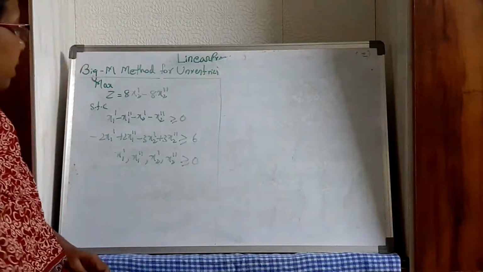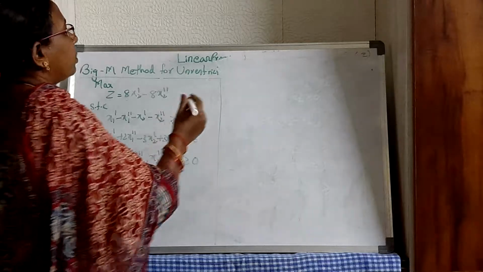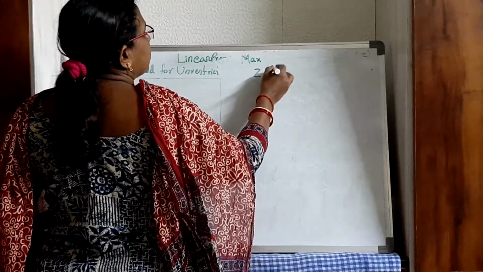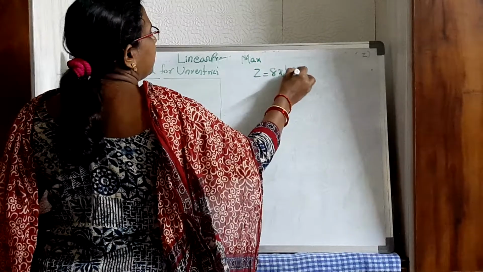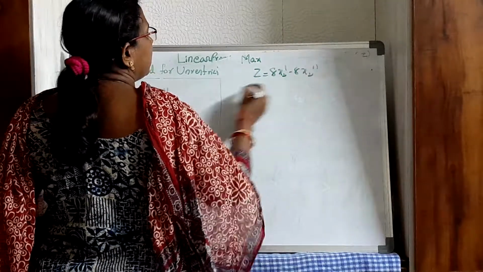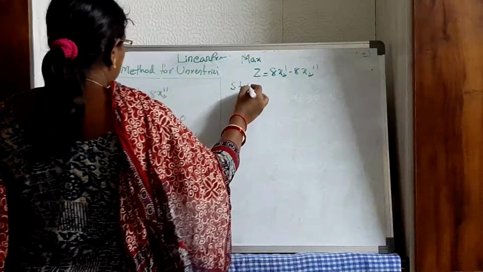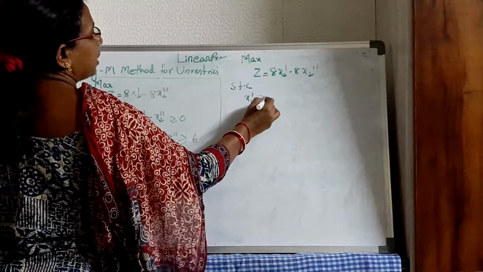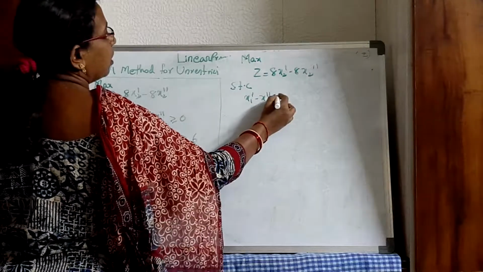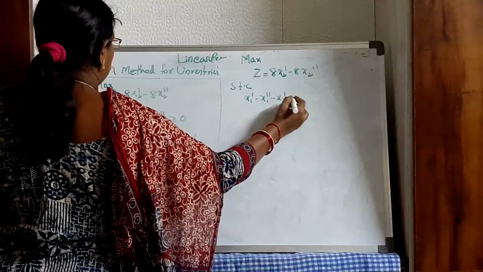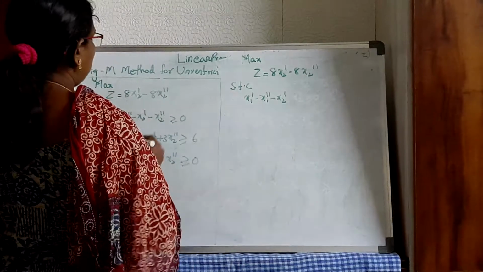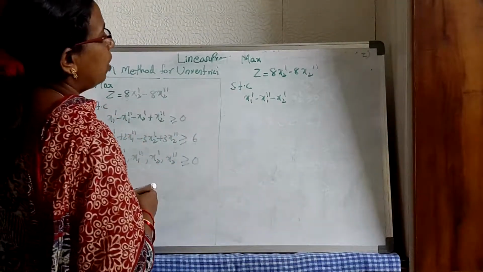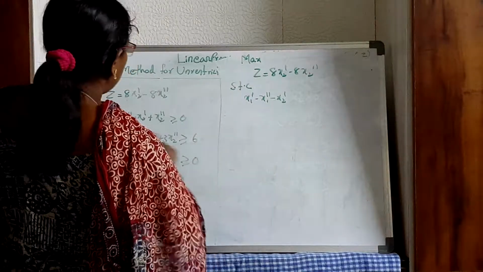So what is the standard form of LPP? Maximize z equals 8x2' minus 8x2'' subject to constraints. Here I have x1' minus x1'' minus x2'. This will become plus because it was minus x1 minus x2. The problem was minus here, so this will become plus.